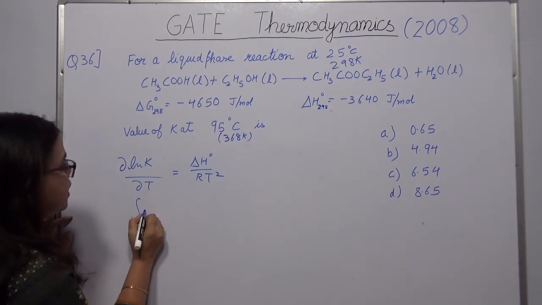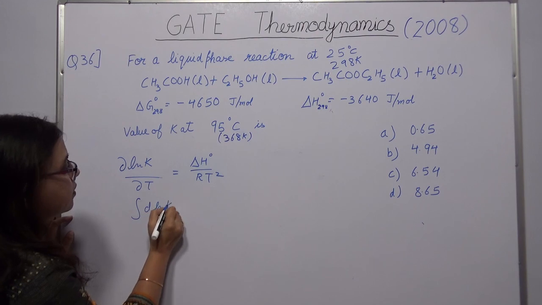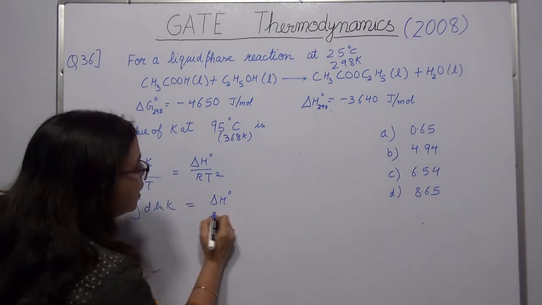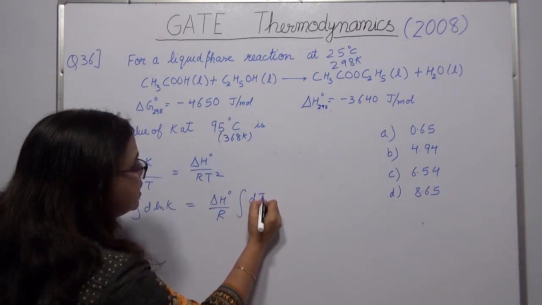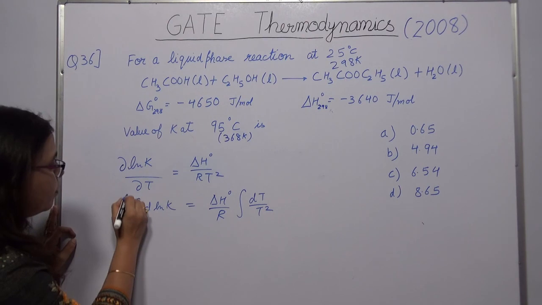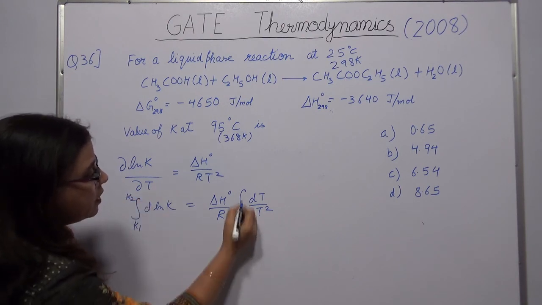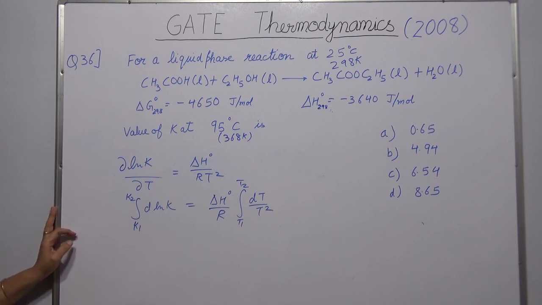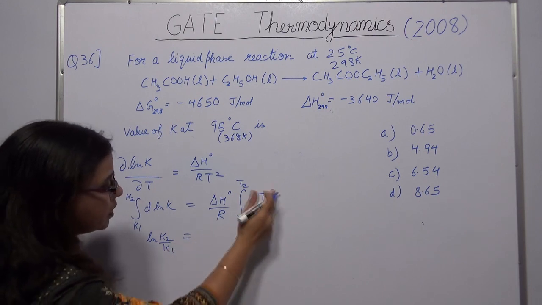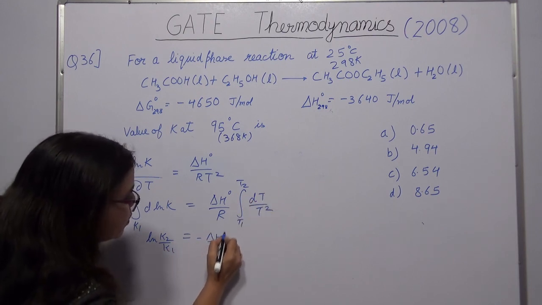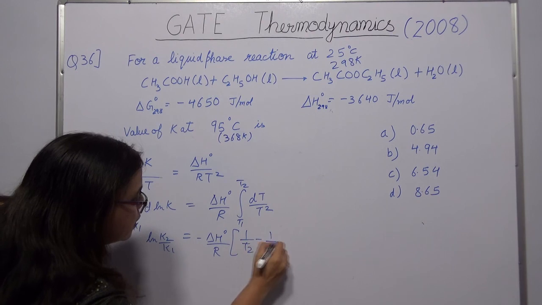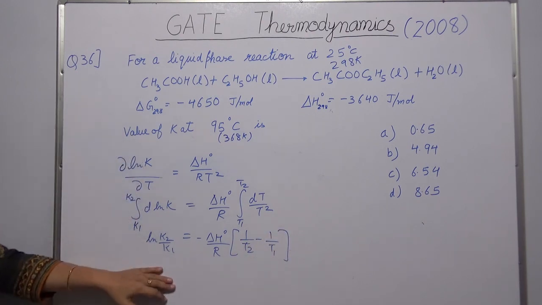So if I integrate d ln K, that is equal to delta H0, which they have asked you to take as constant, upon R, integral dT upon T square. If I integrate it and put the limits, I go from K1 to K2, and here it will be T1 to T2. Integrate this. What you get is ln of K2 by K1 equal to minus delta H0 upon R, into (1 upon T2 minus 1 upon T1). So this is the form of equation which you get.